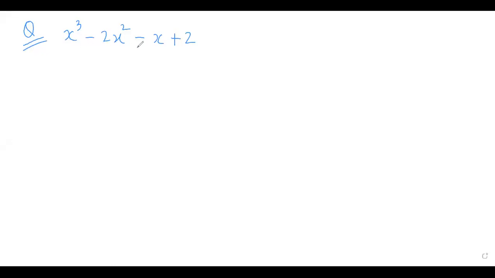So see, we need to factorize this cubic polynomial. First of all, we will be seeing the constant term. Constant term is 2. So I will be writing factors of 2. So factors of 2 are 1 and 2. Firstly, in this polynomial, I will be putting x is equal to 1 to check if the value of polynomial becomes 0.